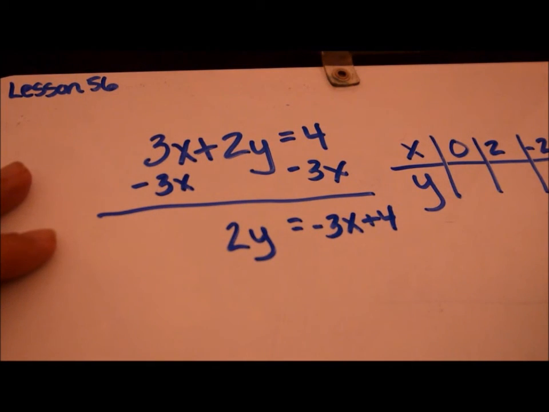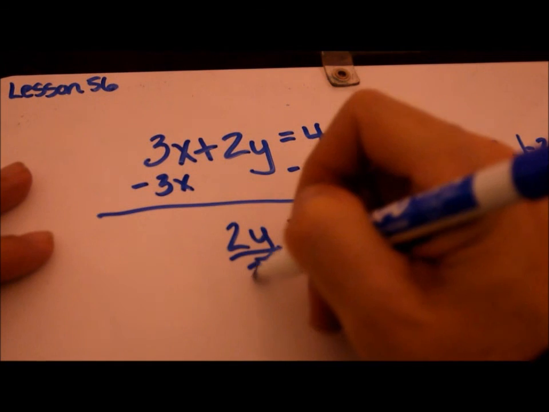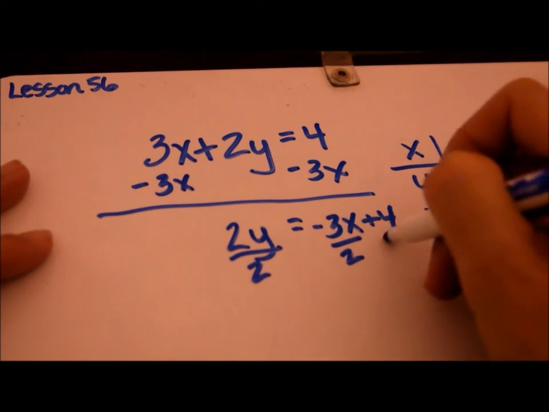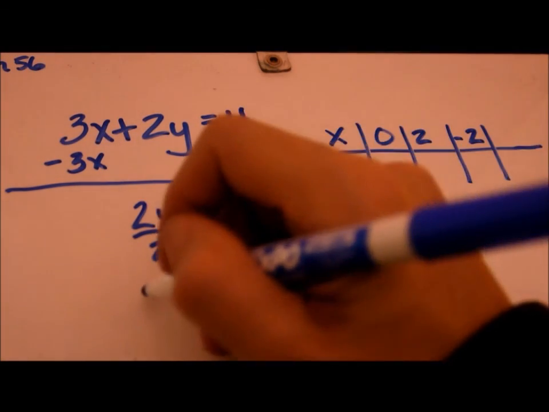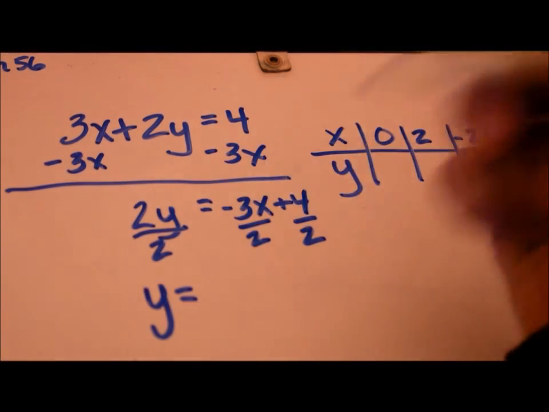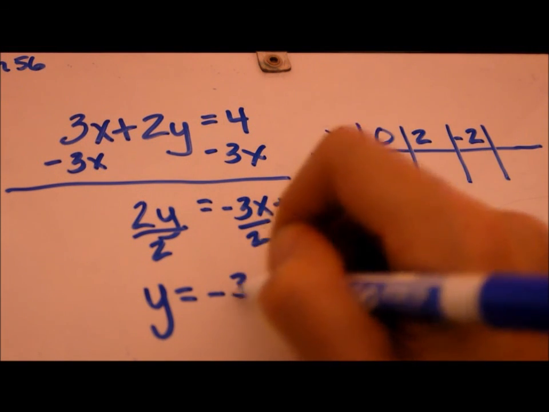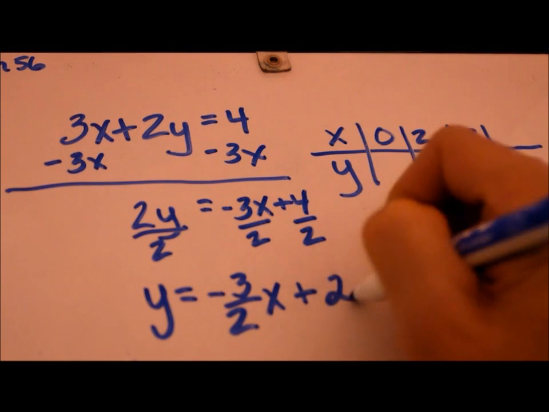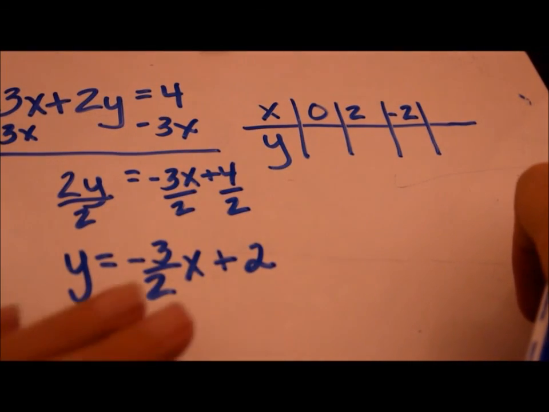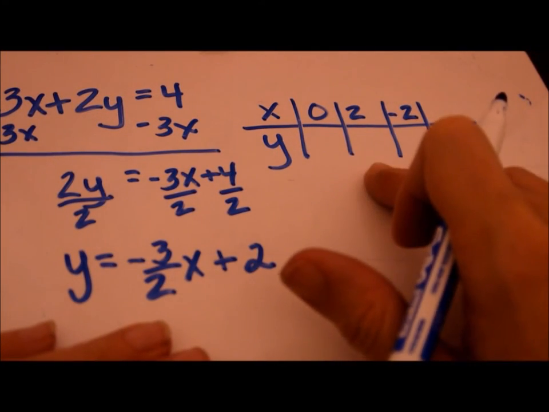So y is almost by itself. We've got to divide by 2. We have to divide everybody by 2. Don't forget that. All right, so when we do that, that reduces to just y, that reduces to -3/2 x, and that reduces to 2. Okay, so now we've got this equation, and we're going to use this chart.